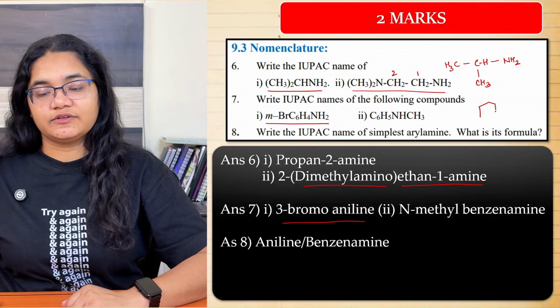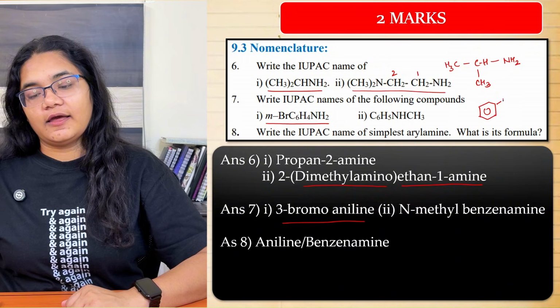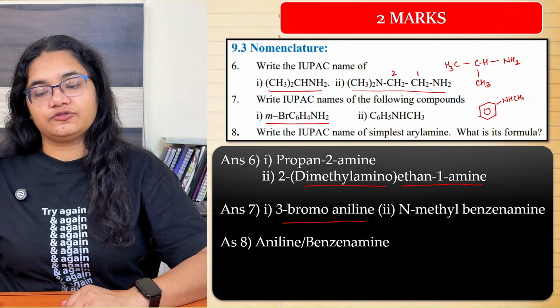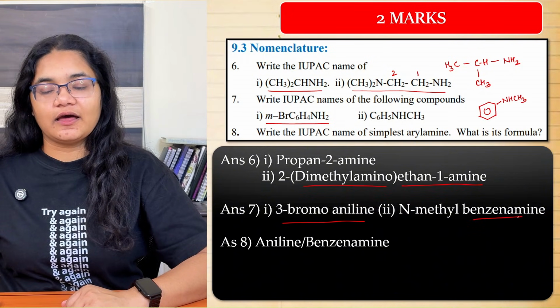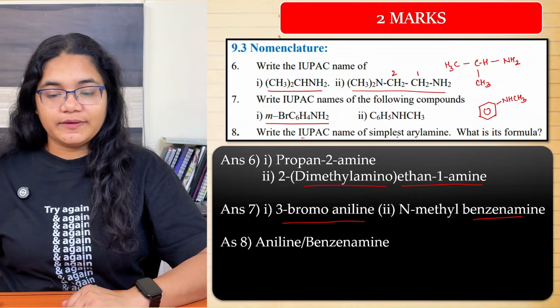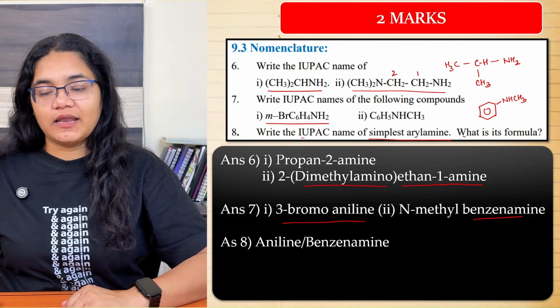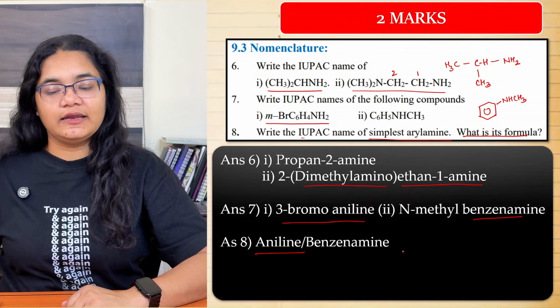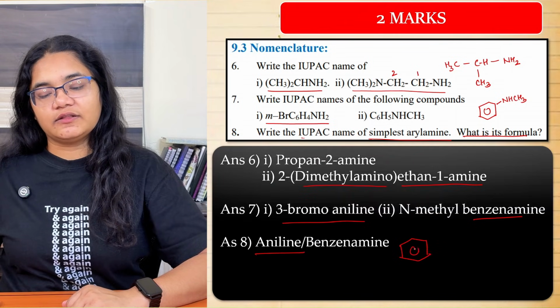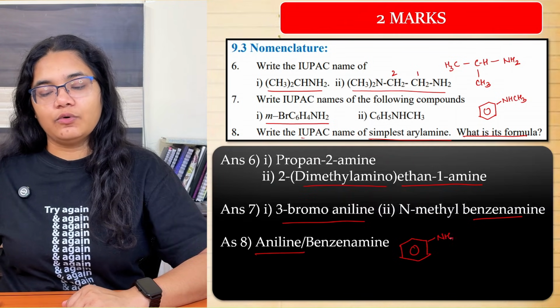And then you have C6H5NHCH3. So the structure of this one is like this: NHCH3. So this is N-methylbenzenamine. Now write the IUPAC name of the simplest aryl amine and what is its formula. So it is aniline, and the formula is, with a benzene ring, you can have one amino group.